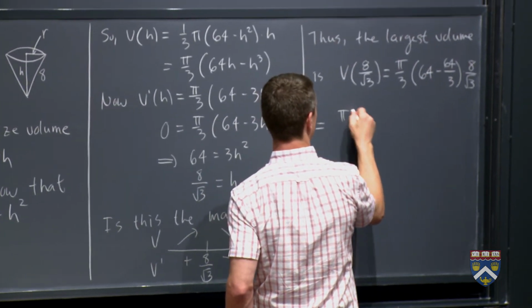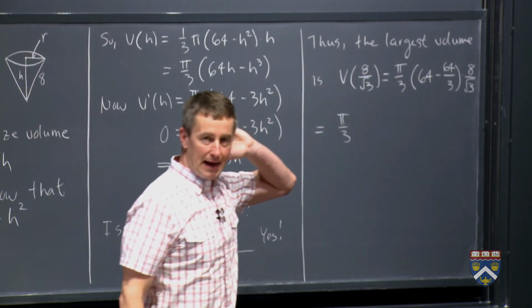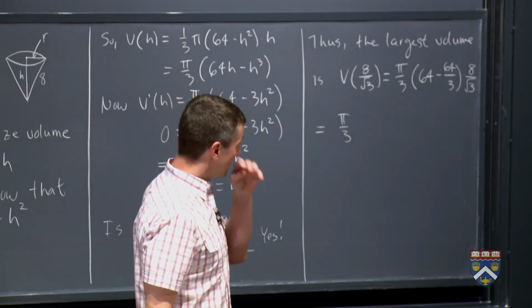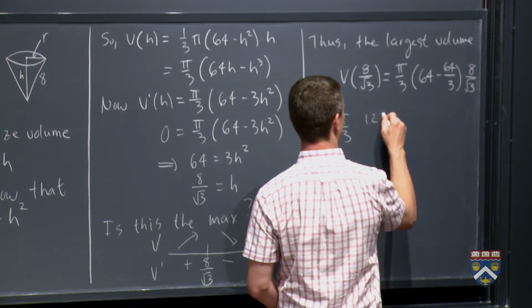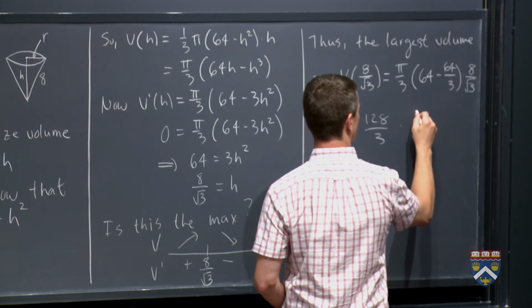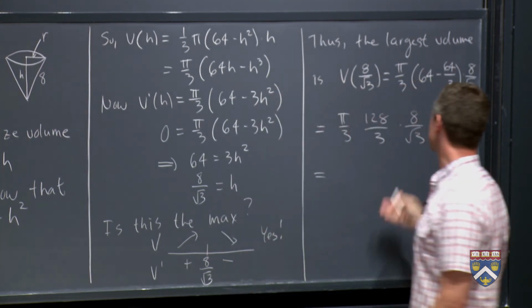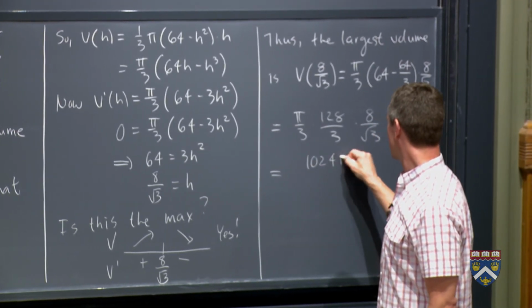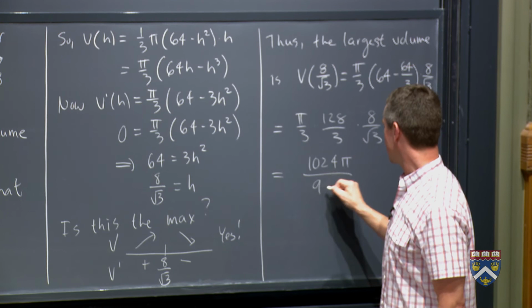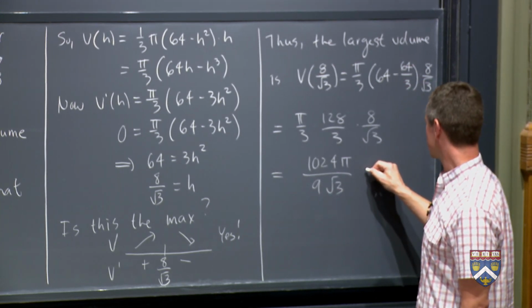We're going to get pi over 3 out front. 64, we want to get a common denominator. That should be 192. So we subtract that. We get 128 over 3 times 8 over the square root of 3. If you know your powers of 2, you know 8 times 128 is 1,024 pi. And on the bottom, 9 square roots of 3. And the units are cubic inches.